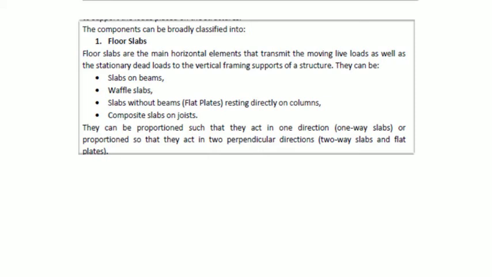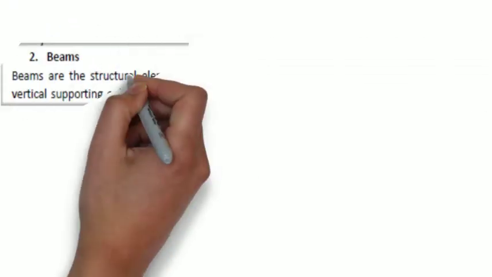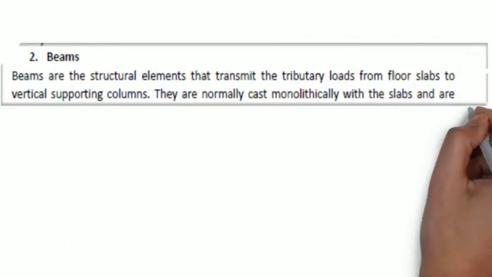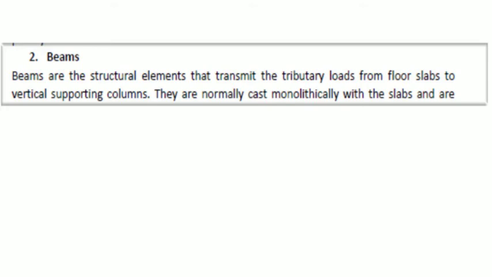They can be slabs on beams, waffle slabs, slabs without beams, flat plates resting directly on columns, composite slabs on joists. They can be proportioned such that they act in one direction, one-way slabs, or proportioned so that they act in two perpendicular directions, two-way slabs and flat plates.